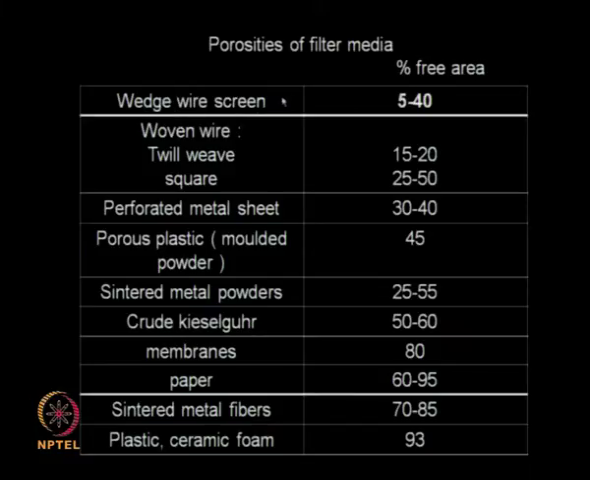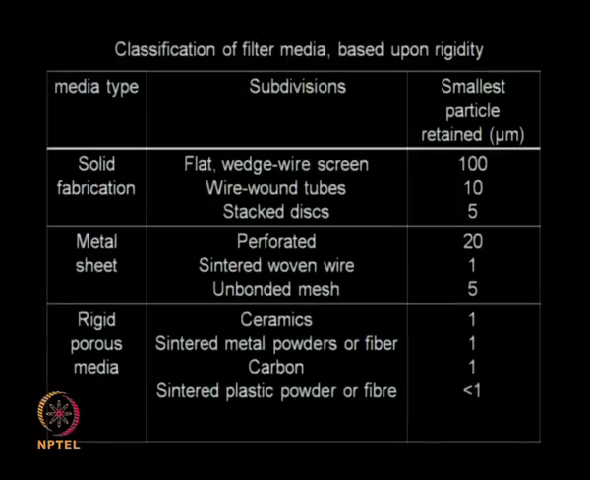So we are talking about wire screens, woven wire, perforated metal sheets, porous plastics, sintered metal, Kieselguhr, membranes, paper, metal fibers, ceramics, foams, plastics. So large number of synthetic or natural materials are used for this filtration process actually. So they can be grouped into solid fabrication, metal sheets, rigid porous media. This is based upon the rigidity of this filter media.